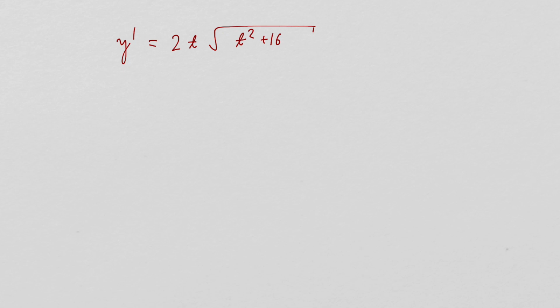Let's solve this differential equation by integrating on both sides. We want to integrate a square root. Let's express the square root as a power. We have t squared plus 16, to the power 1/2. Now inside the square root we have a function. Maybe we call it g of x.